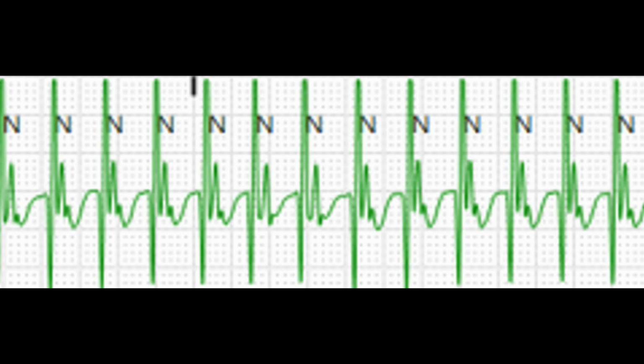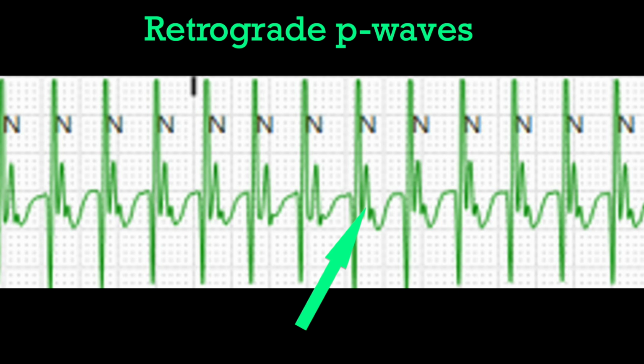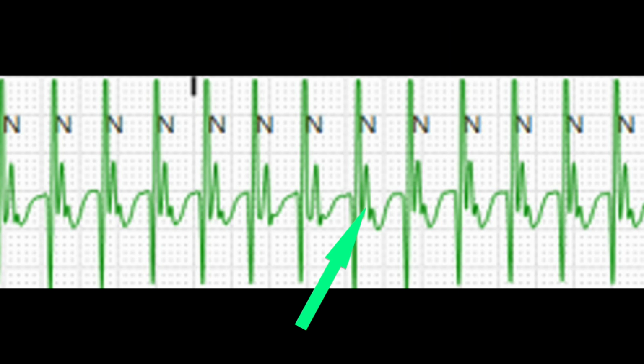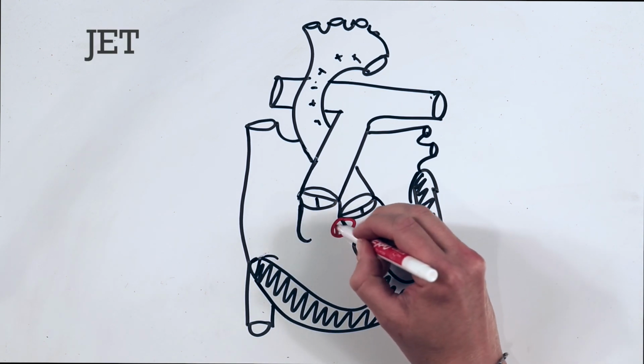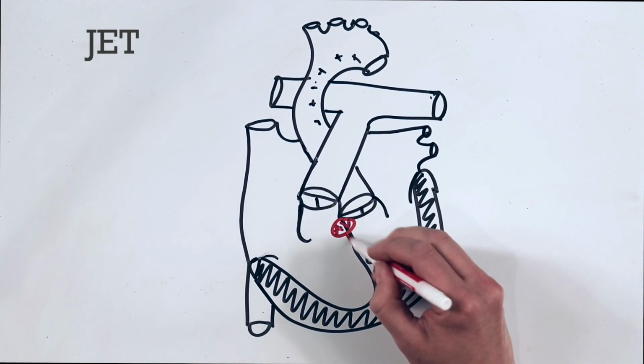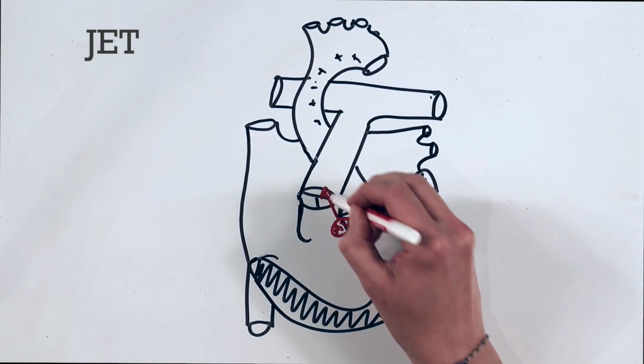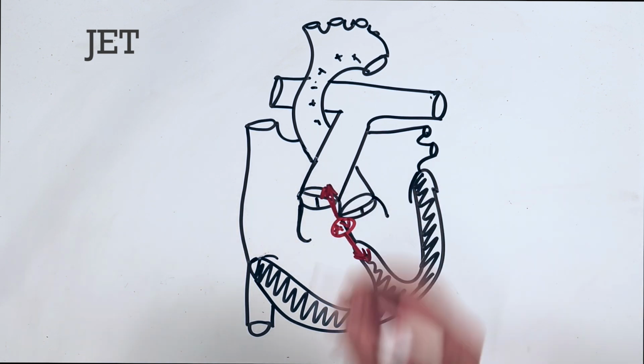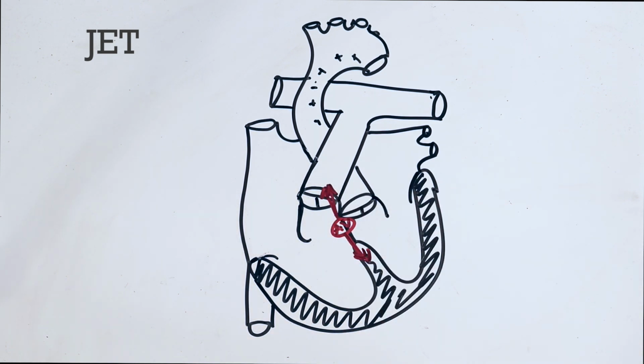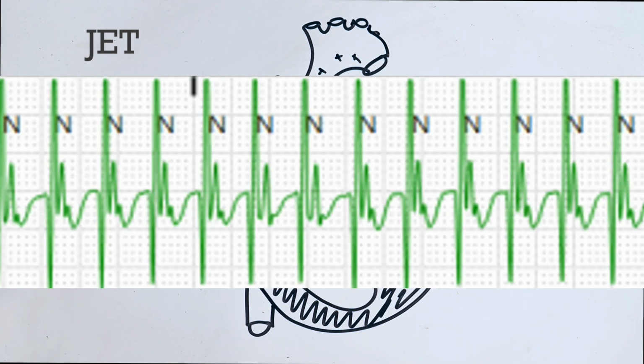Do you see the P waves? The P waves are coming behind the QRS. These are called retrograde P waves, and they are not coming from the SA node, but the AV node. In junctional ectopic tachycardia, JET, the AV node is firing fast. The electrical signal goes down to the ventricle and triggers a QRS, then up to the atria and triggers a P wave. Nothing else really looks like this, so if you see retrograde P waves, the patient has JET.